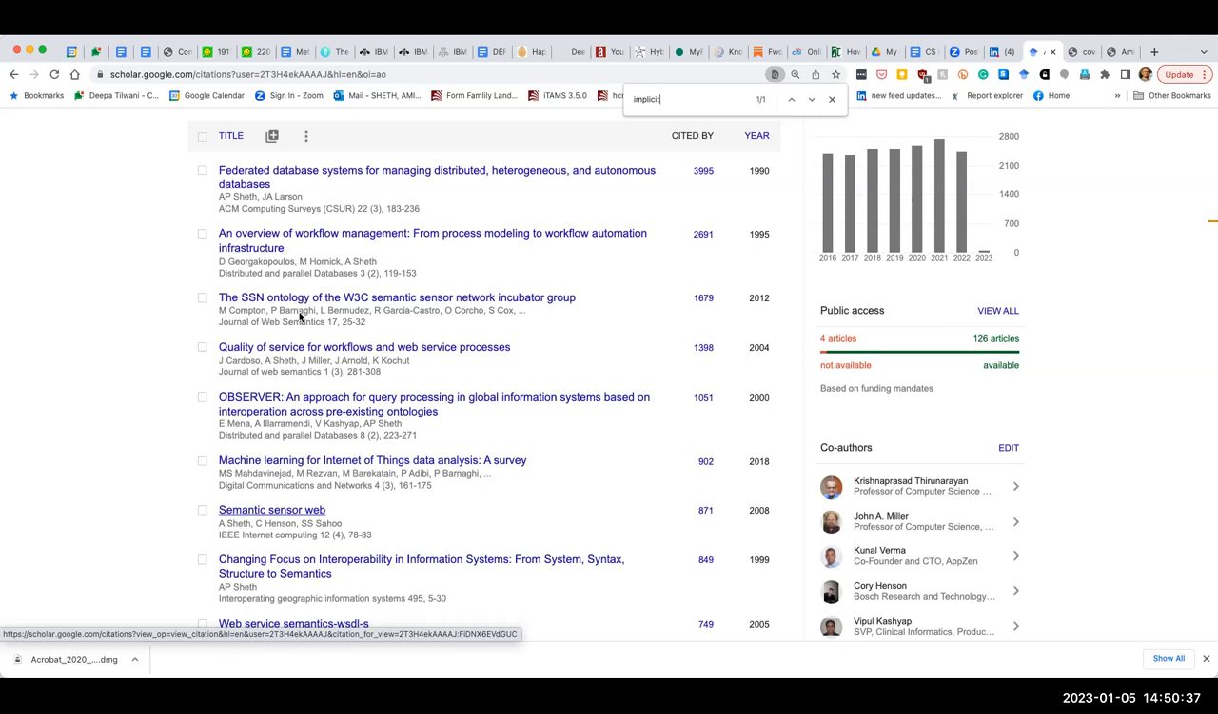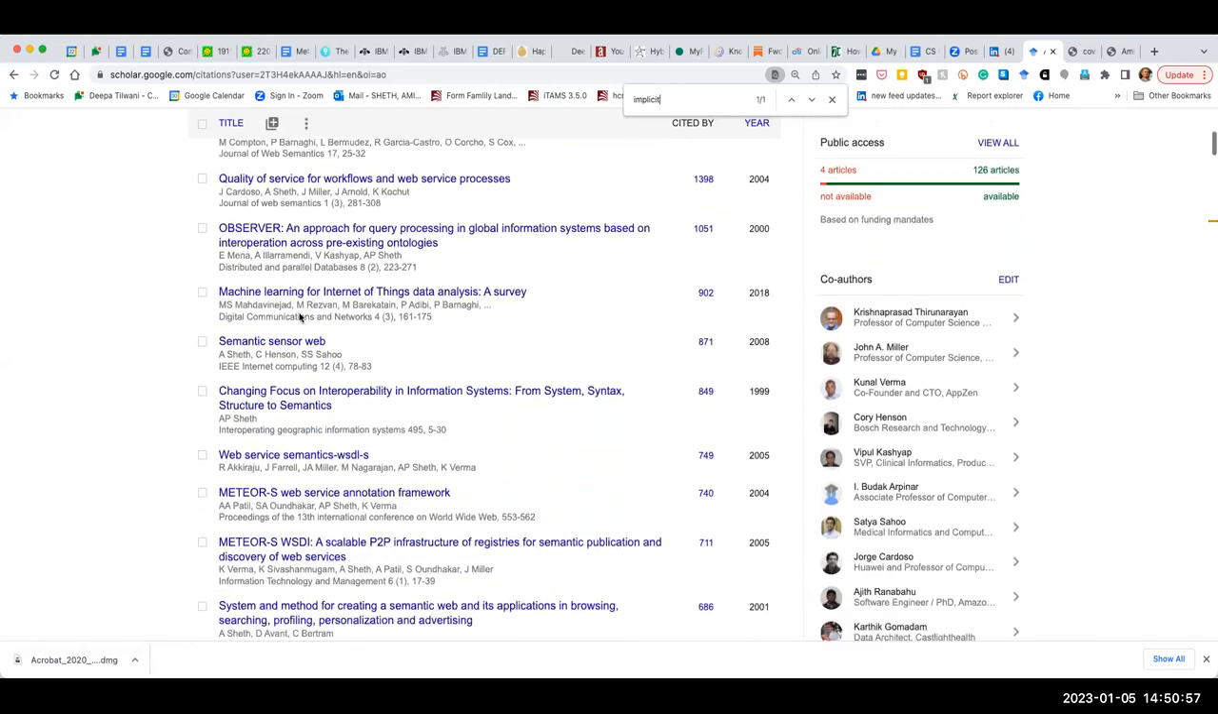In each of them, we have some of the most cited papers. Sensor, this is the most cited paper to my knowledge. And this is the original idea paper. And then you can see all this very highly cited quality of service. No, not quality of service, sorry. There is a very highly cited paper on services. Yeah, this one. Web service semantics.